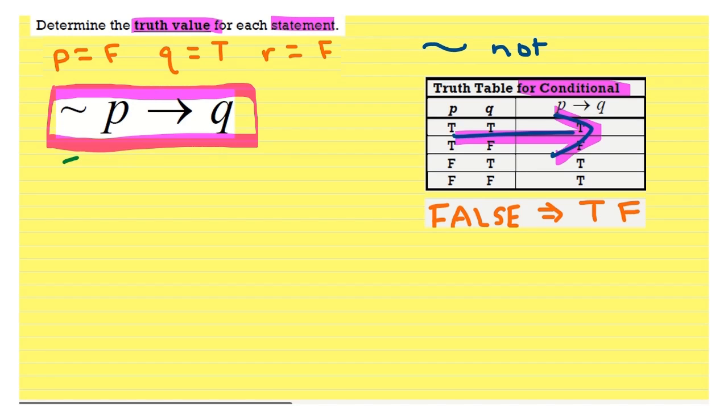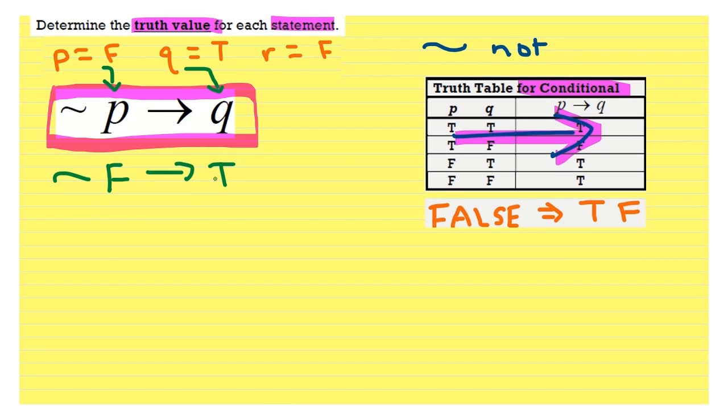Okay, so that's our statement. We're going to assess the truth value of it. What we're going to do first is assign the truth value for P. The P has a truth value of false, so we're going to say not false. Then Q. Well, the truth value for the Q is true, so we're going to put true. So now we have not false, then true.